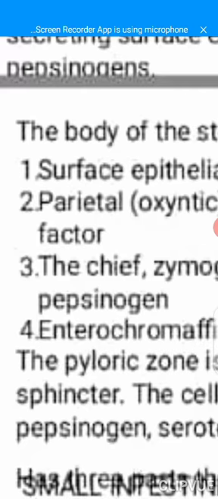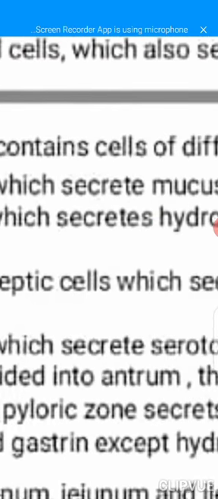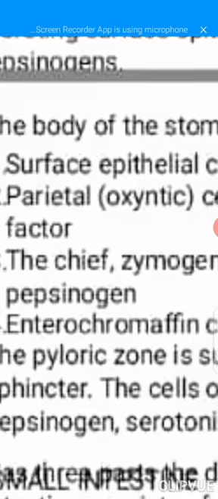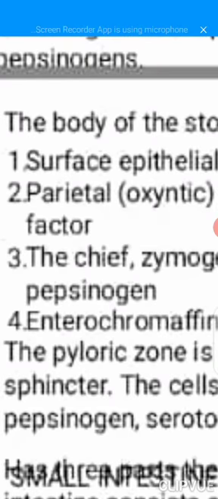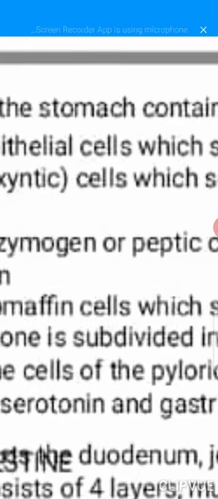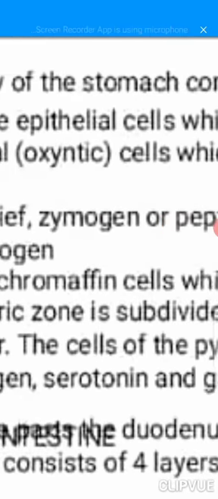Now, the cells of the stomach, there are four of them. We have the epithelial cell, which produces mucus, or the mucus secreting cell. We have the parietal cells, which are also called the oxyntic cells. We have the chief cells, which are also called the zymogen cells or the peptic cells. Then we have the enterochromaffin cells.